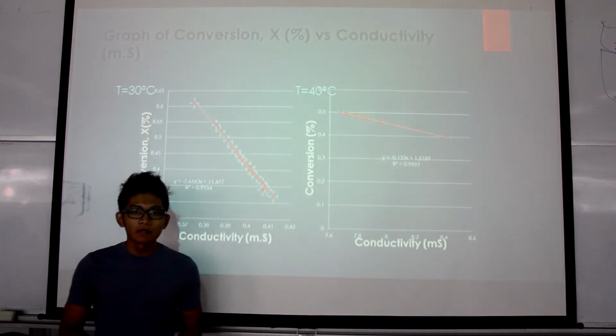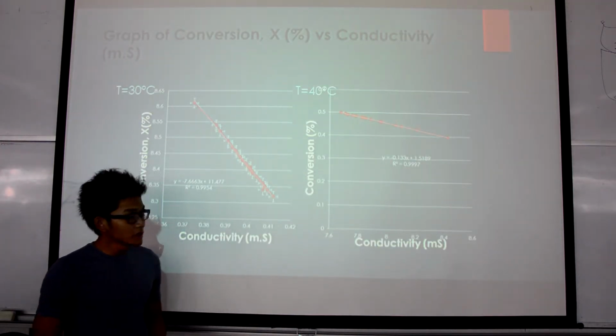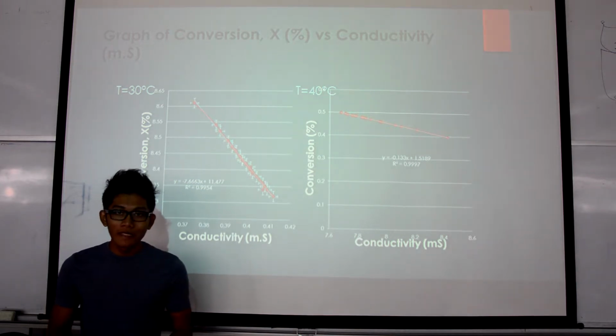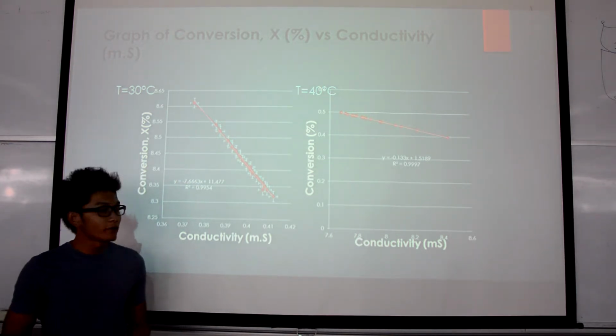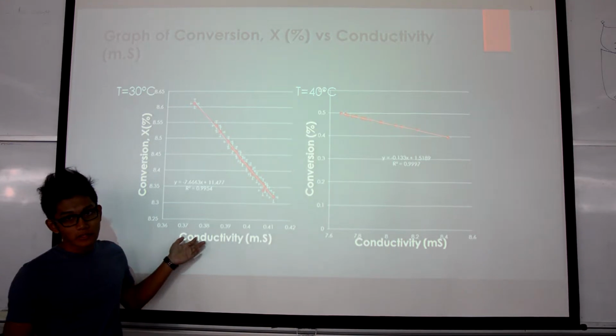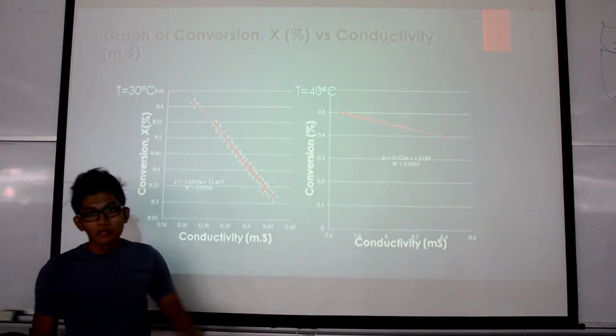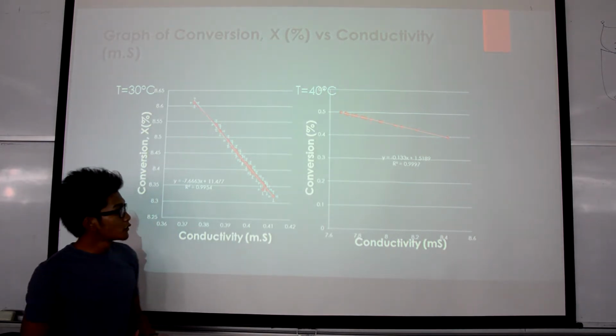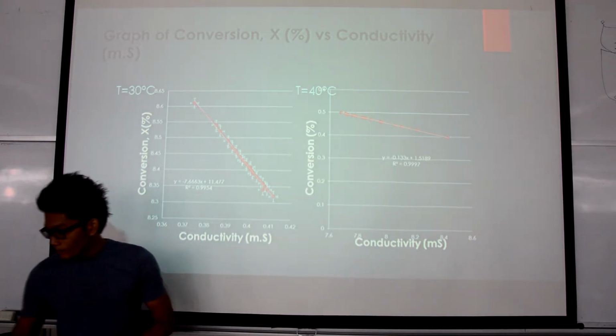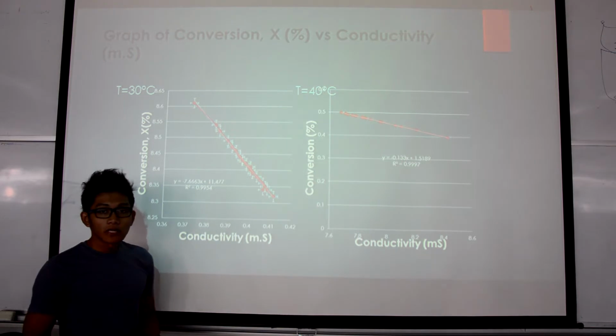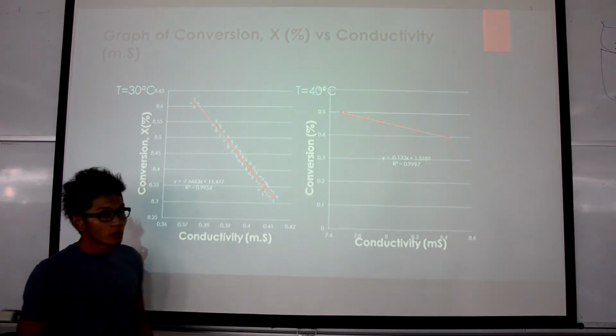So after getting some data for conversion and conductivity, we can see the pattern by constructing a graph of conversion against conductivity. So as we can see here, we can obtain the value of K by getting the slope of the graph. So as the conductivity increases, the conversion will increase.